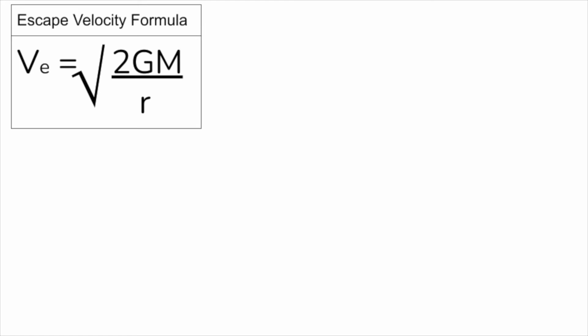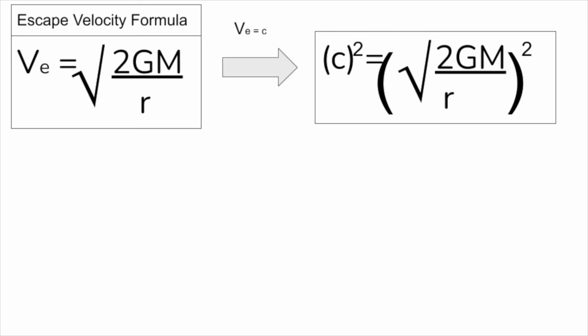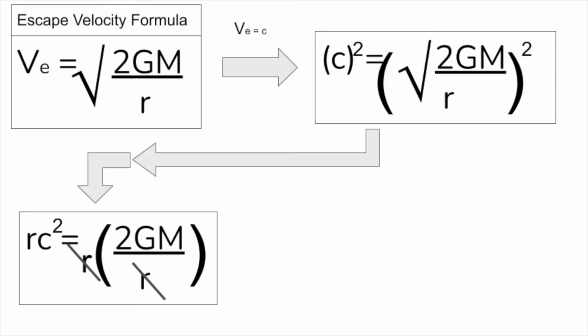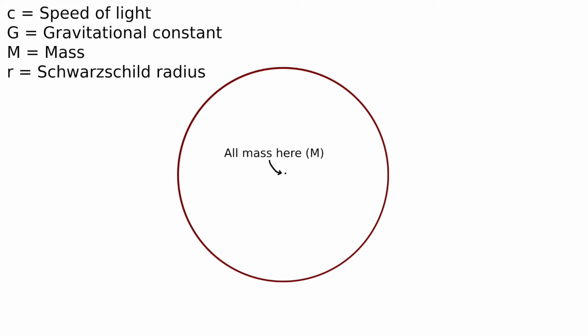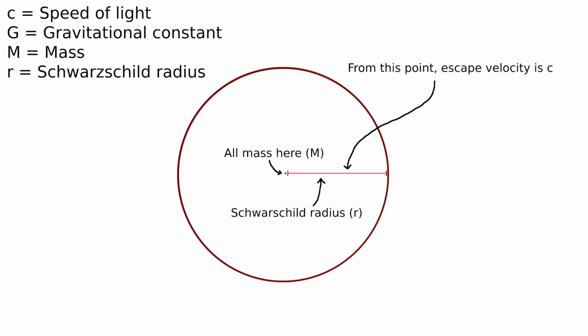Schwarzschild set V equal to c, the speed of light, then changed the equation so r equals 2GM over v squared, or r equals 2GM over c squared. He changed the equation to show the radius of a body with mass M needed, where the escape velocity is the speed of light. This is the Schwarzschild radius formula, and it defines the radius of a theoretical sphere.